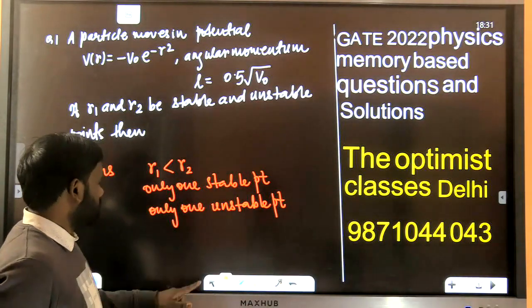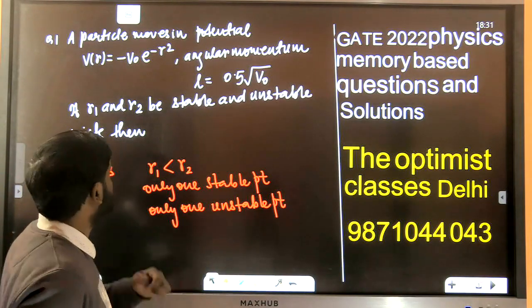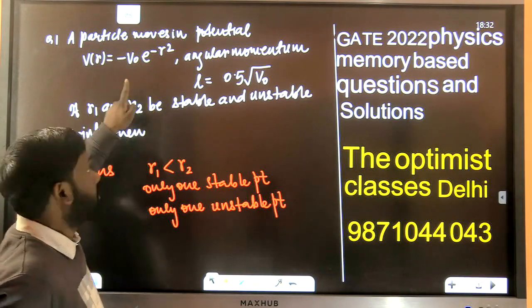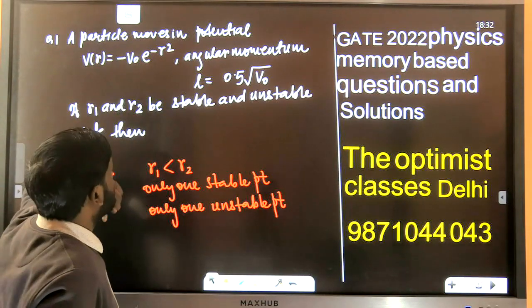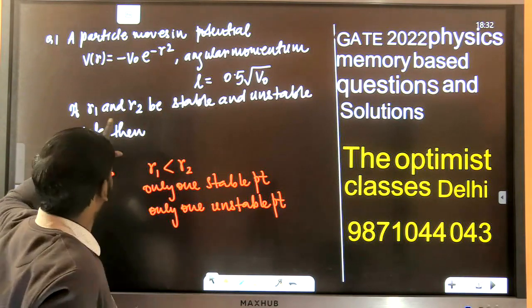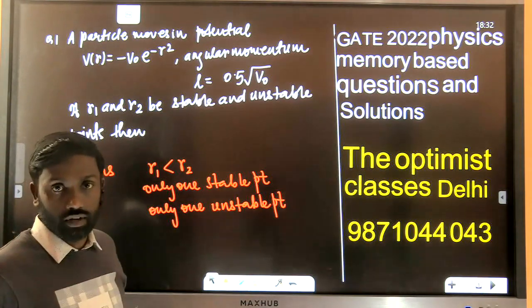Okay, so this is a question from classical mechanics. It says a particle is moving in central potential V0 e^(-r²). It has some angular momentum. Now, the question is: r1, r2 are stable and unstable points. Then some options are given related to it.